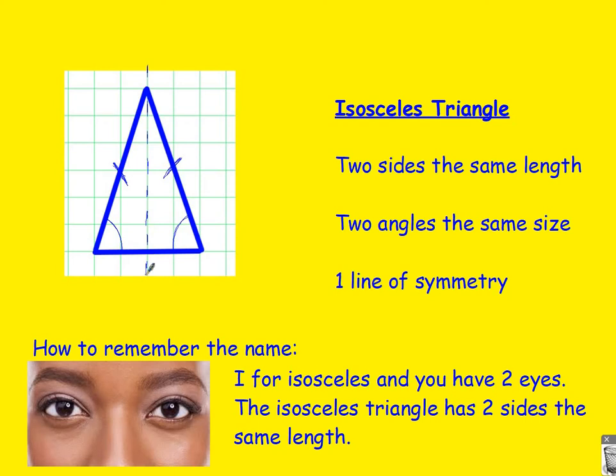Now again, useful ways of remembering this. The I for isosceles, think about I for isosceles, you have two I's. So an isosceles triangle is the triangle which has two sides the same length, or alternatively two angles the same size. So I for isosceles, you've got two I's, and in an isosceles triangle there are two sides the same length.